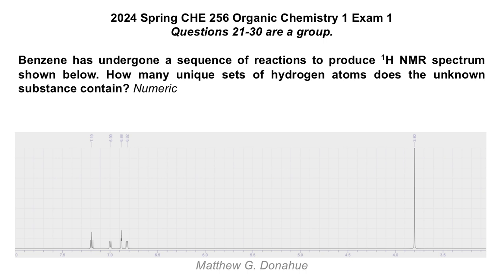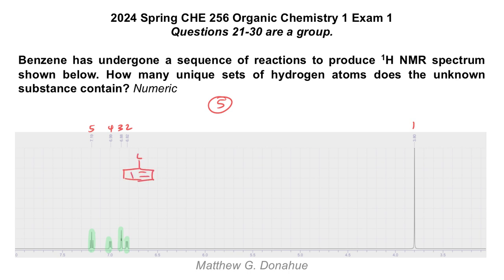How many unique sets of hydrogen atoms? So there's a set 1, 2, 3, 4, 5. This answer was 5 unique sets. Now, one thing I want to point out: triplet, doublet, sort of looks like a triplet. We'll call it a singlet and a doublet. So you have 4 unique sets in the aromatic region.